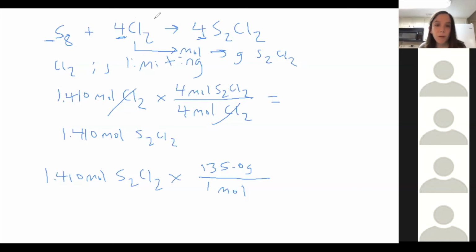When we want to go from moles of Cl2 to moles of S2Cl2, we use the molar ratio to do that. We multiply it by moles of what we have, which was Cl2, and the moles of what we want, which is S2Cl2. They're both 4 in front of here. So for every 4 moles of Cl2, you'll get 4 moles of S2Cl2. Does that clear it up?